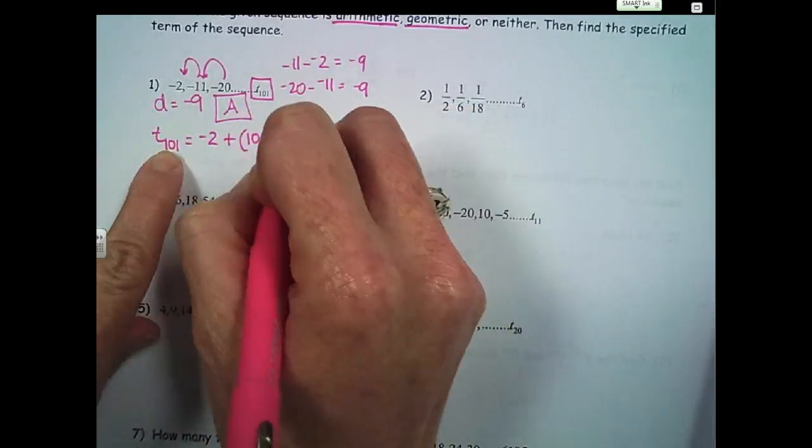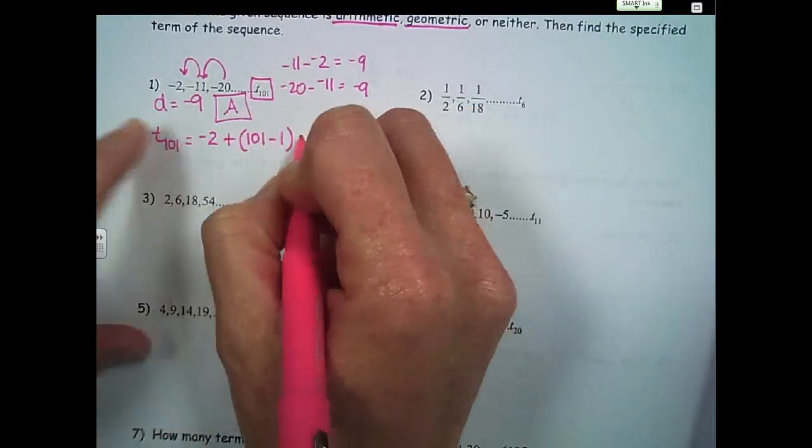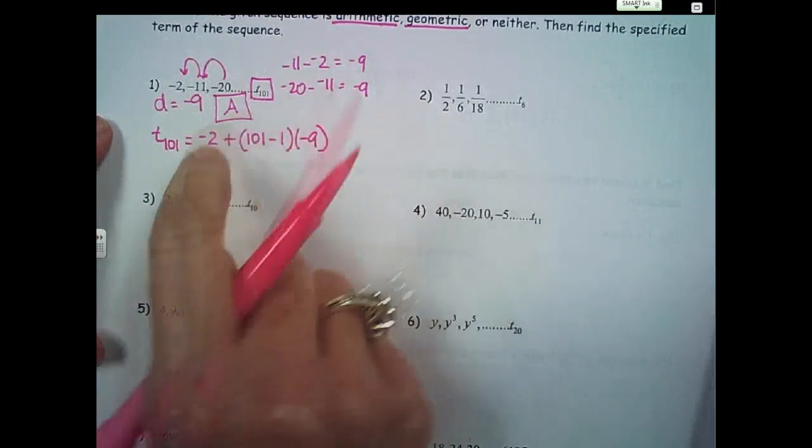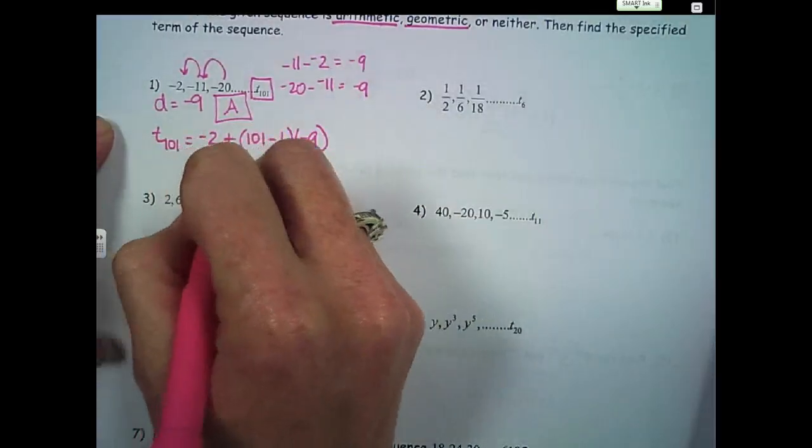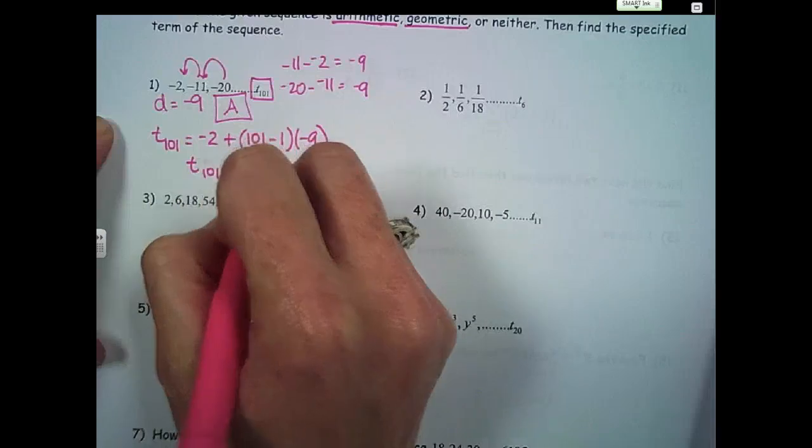So 101 minus 1 times my common difference, which was negative 9. So you type this part into your calculator. And so T sub 101, in other words, the 101st term, is negative 902.